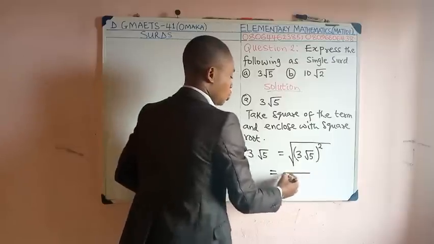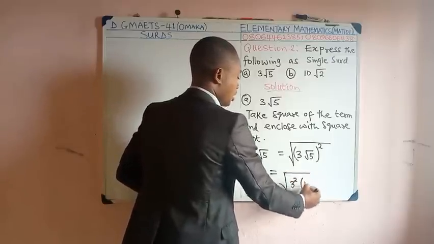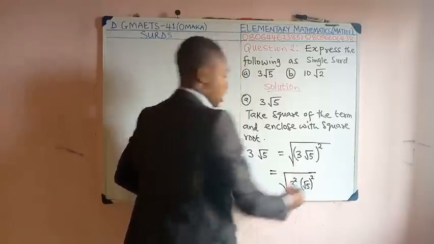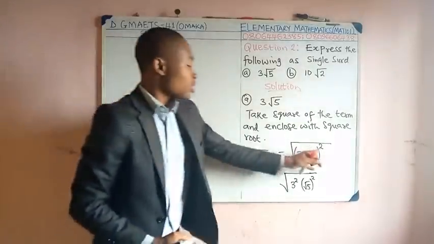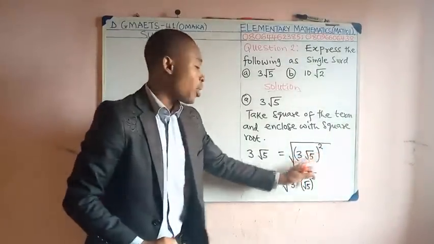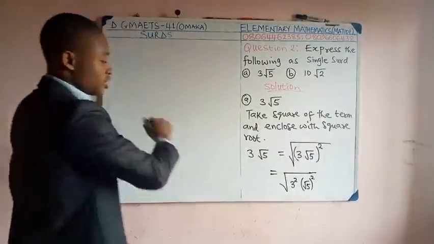Distributing this is going to give me square root 3 squared and then root 5 squared. Are you following this? I've allowed this square to affect this. This is a power, and that power distributes over multiplication. So this is still correct.